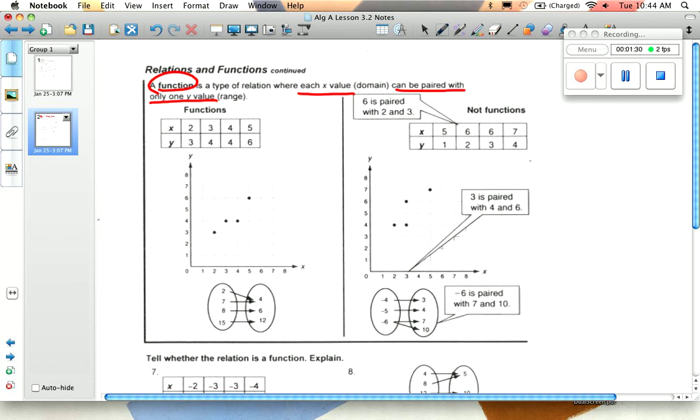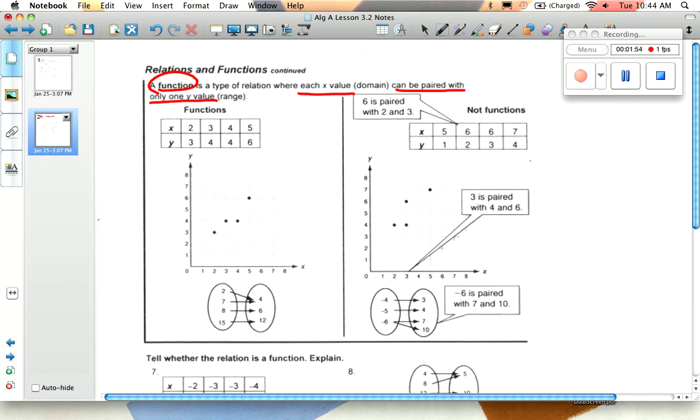Those are the things I want you to say, okay, when she asks me if it's a function or not, or the question asks me if it's a function or not, that's what I have to think about. Can each x value be paired with only one y value? And this is tricky. As easy as that sounds, your brain wants to try and reverse that sometimes, okay?